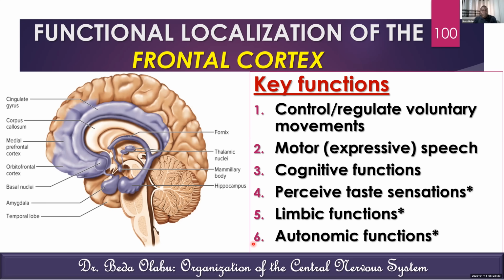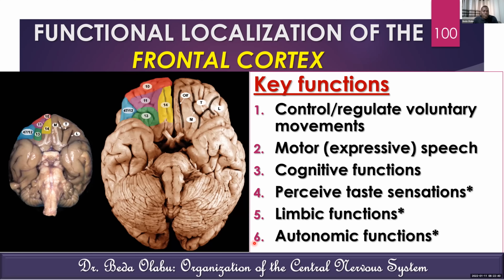Autonomic functions are also key functions of the frontal lobe. Now, the parts of the frontal lobe that have autonomic functions are these ones largely. This is the inferior aspect of the frontal lobe. We call it the orbital cortex. So the orbital cortex is responsible for autonomic functions. Great, that is frontal lobe.